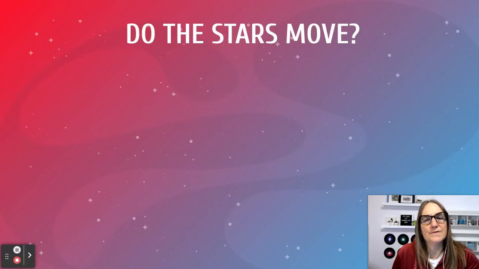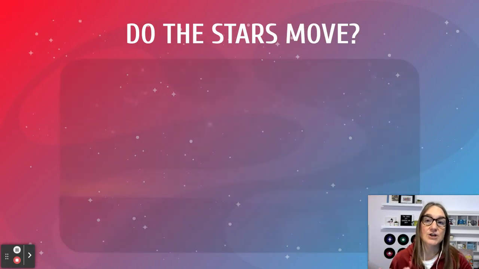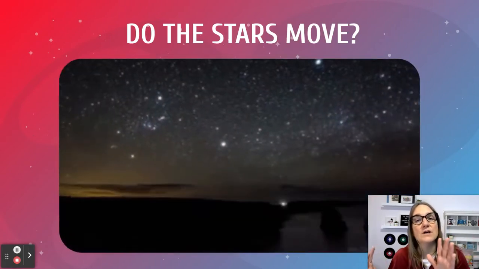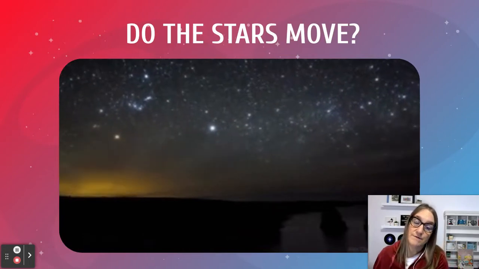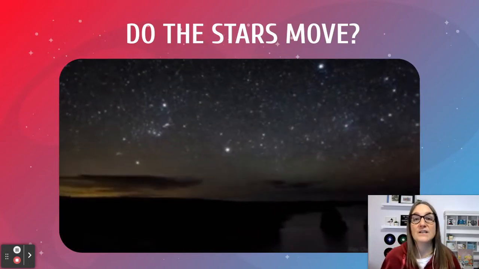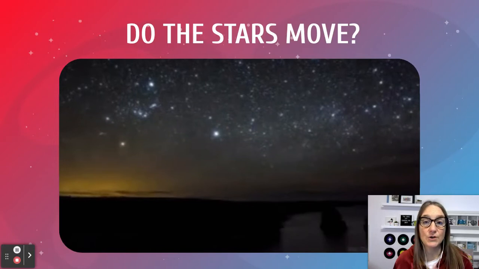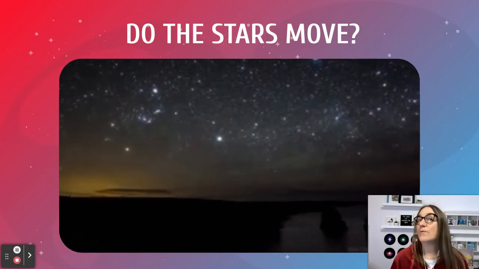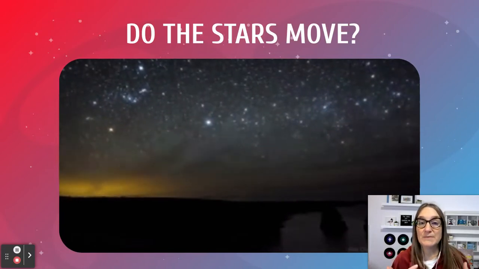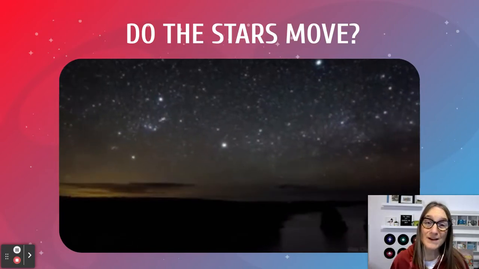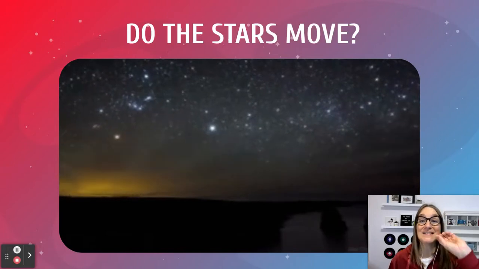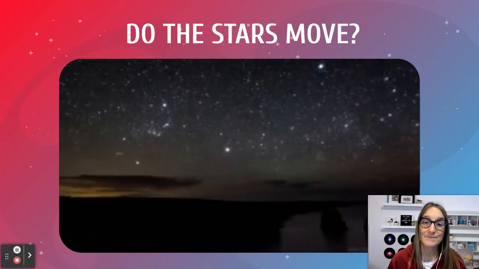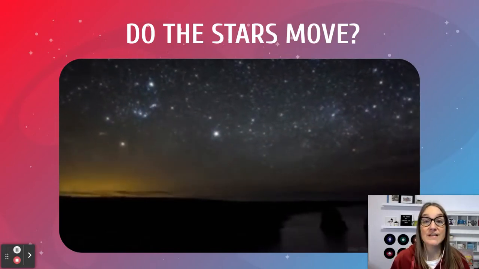Do the stars move? Well, if you were to turn on a video camera and leave it out all night, you would notice that the stars do seem to drift across our sky in a motion from east to west. The stars aren't really moving, though. They just look like they are. In fact, we're the ones that are moving. We're riding on the Earth at a speed of about 1,700 kilometers per hour as it spins on its axis. This spinning is called rotation.